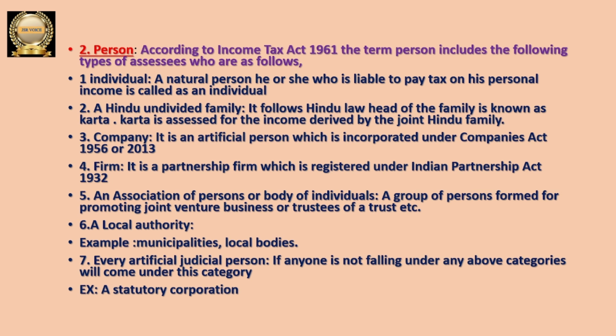Next, local authorities. Local authorities means municipalities and local bodies. These also are treated as persons from the income tax point of view. And next one is every artificial juridical person. If any person does not fall under the above categories 1 to 6, we cannot treat them as an individual, Hindu undivided family, company, firm, association of persons, or local authority. If anyone does not come under any of these categories 1 to 6, they will come under the seventh category, for example, a statutory corporation.